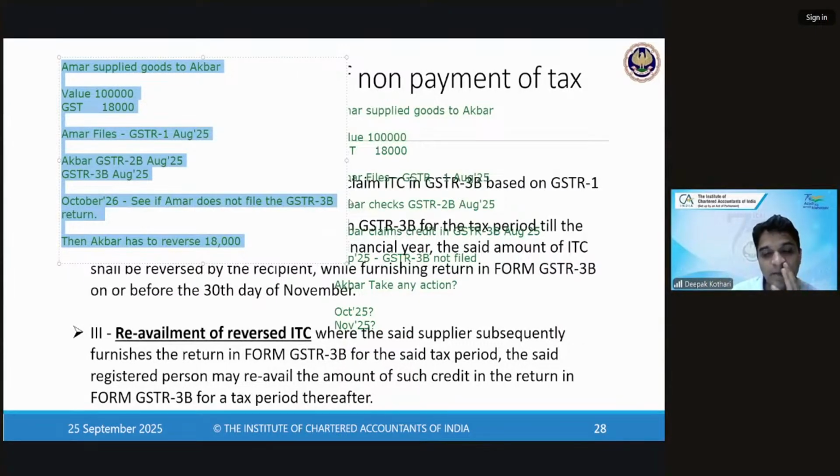Clear here? No, there's not a period of 2 months. The period is more than 2 months. For April 2025, you will see in the October 2026. So the time gap is more. For March 2025, also you will see in October, right? So the time gap reduces as and when the months pass.